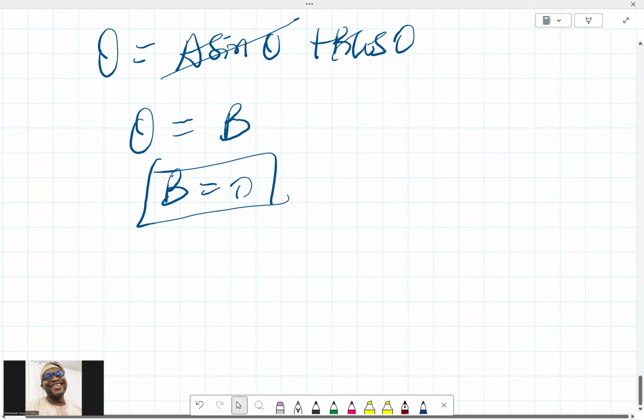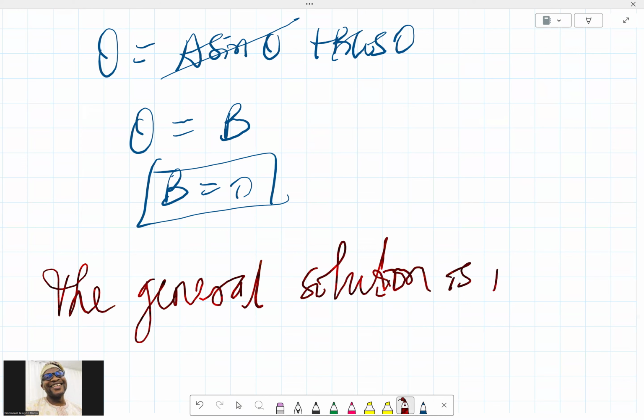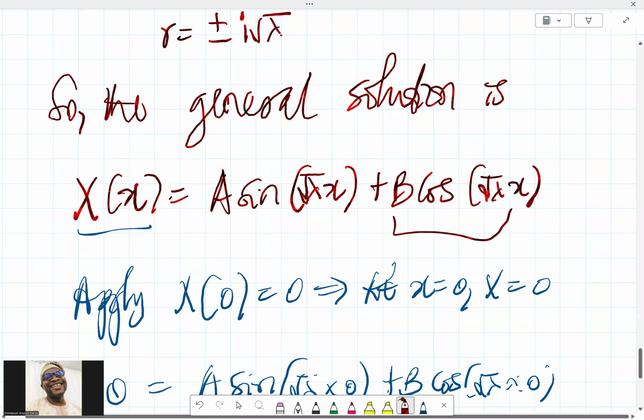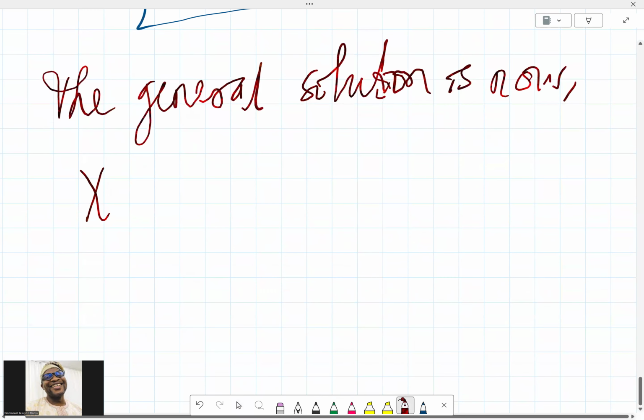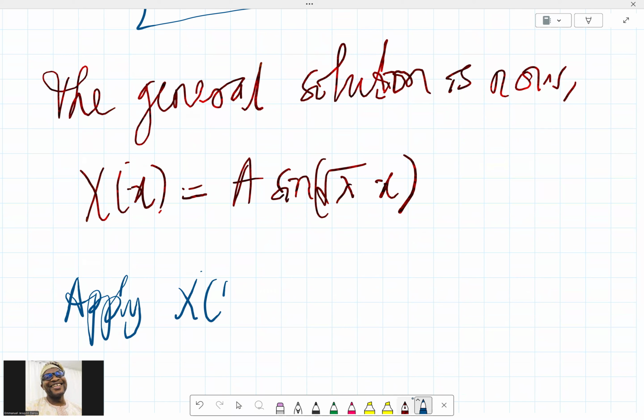So if b is taken care of, the general solution has been reduced. The general solution is now only with a, because this part is gone. So X of x is equal to a sine root lambda x. Okay, so we have that. Then we also have to apply X of L equals 0. So we apply the other boundary condition, X of L equals 0.